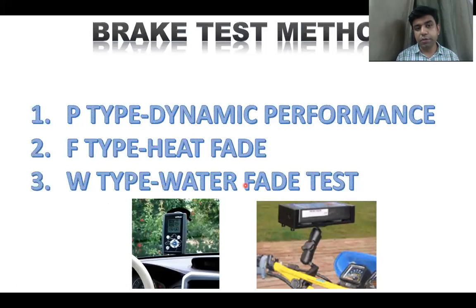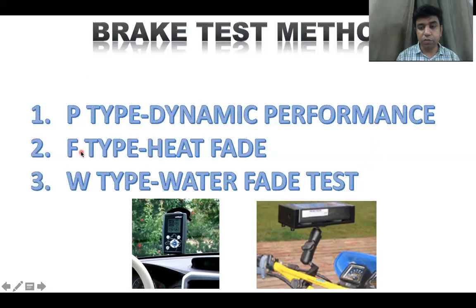Then what we will do is, we will travel the vehicle for a 500-meter distance, then we will apply a brake, and we will notice what is the reading of the decelerometer, right? Now what we need to check is what is the change in the reading of the decelerometer with respect to the P-type test, right? There should not be a deviation of more than 10% of the value. If there is, we need to go for the correction.